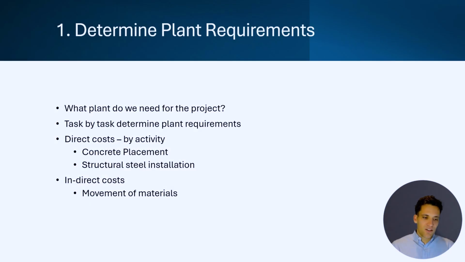The first step you need to do is you need to determine the plant requirements for the project. So basically you want to answer the question, what plant do we need for the project? That's going to fall into one of two categories. You're going to have your direct costs, so the direct activities, pouring concrete, excavating, these sorts of things.